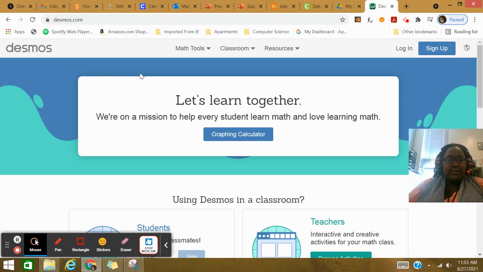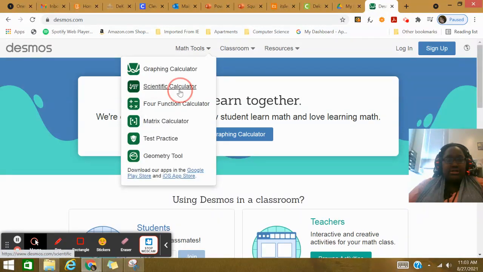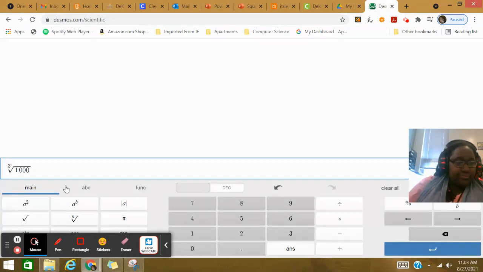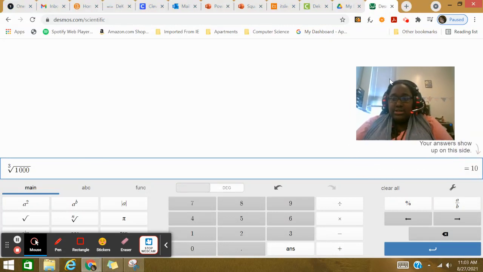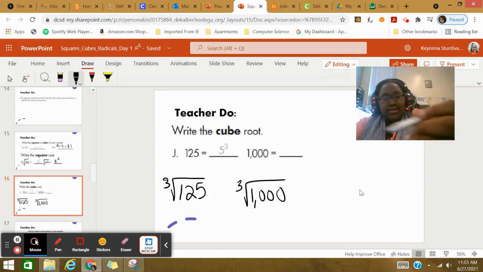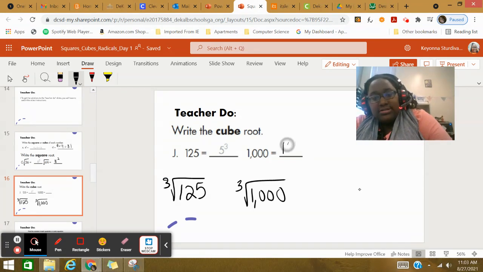Go to desmos.com. I'm going to click Math Tools, and then I'm going to click Scientific Calculator. And again, I need the cube root, so I'm going to hit this n with the square root here. I'm going to type in the number 3 for my index, and I'm going to put 1,000 under my radical. And it should give me an answer, and in this case, it's 10. So the solution to this one, the cube root of 1,000, is the same thing as saying 10 to the third power.